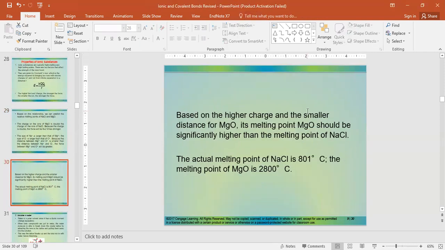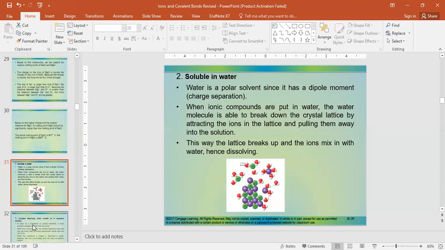So based on higher charge and the smaller distance for magnesium oxide, its melting point should be significantly higher than the melting point of sodium chloride. This is actually what we have been explaining in the previous slides. So the actual melting point of sodium chloride is 801 degrees Celsius, while that of magnesium oxide is 2,800 degrees Celsius. And you have seen the distance is coming into play, and the charge is also coming into play. Now, the other thing, and let me just explain this and we end at that because of the time.